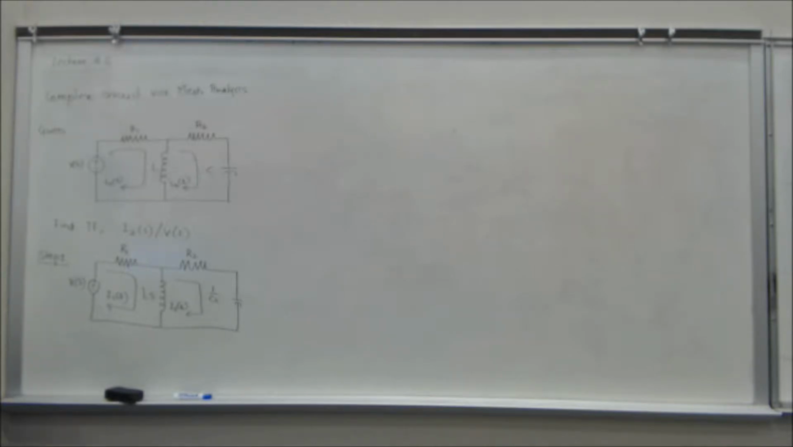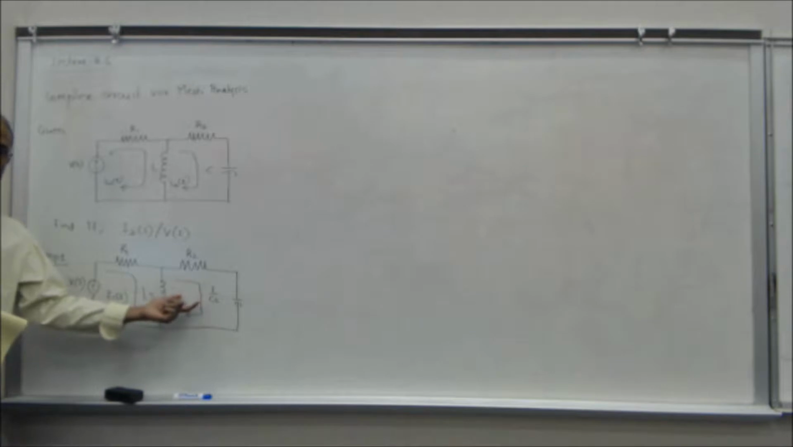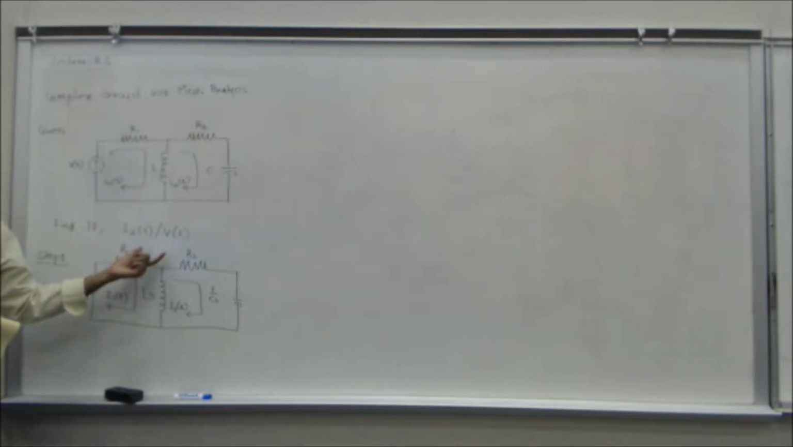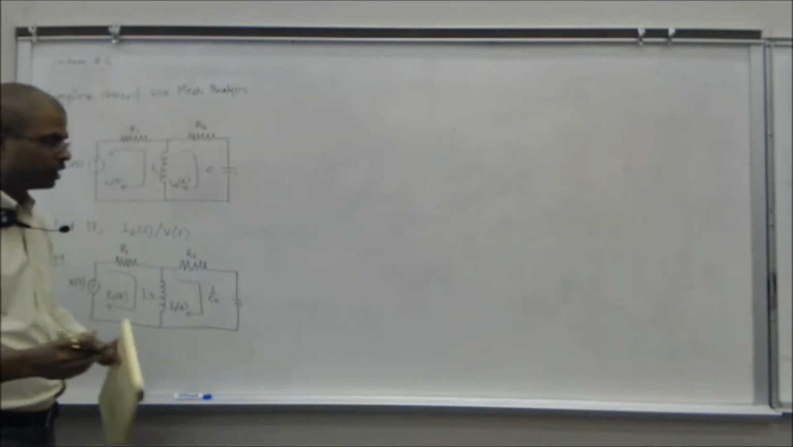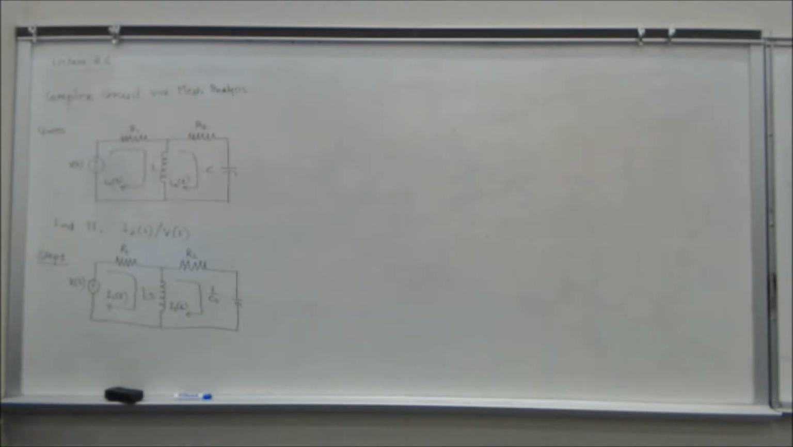Why is I2 of S considered to be the output? I can give you I1 or I2. It could be either one. Okay? So we're trying to solve for the circuit via mesh analysis, we're finding the transfer function. So we are interested in figuring out what is the current flowing for a given input. Our interest could be I1 or I2. When you say mesh analysis, we mean find the transfer function between output and input. The transfer function is always between one output and one input.